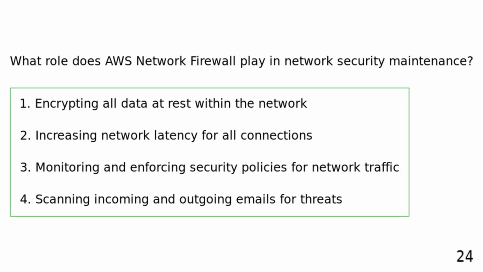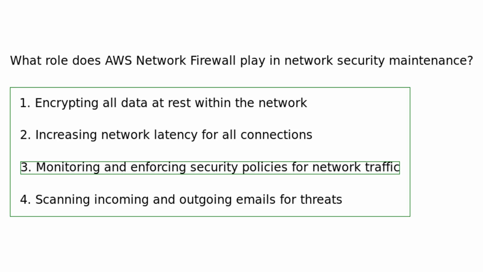What role does AWS Network Firewall play in network security maintenance? Encrypting all data at rest within the network. Increasing network latency for all connections. Monitoring and enforcing security policies for network traffic. Scanning incoming and outgoing emails for threats. AWS Network Firewall plays a role in network security maintenance by monitoring and enforcing security policies to control the flow of network traffic and detect and block potential threats.